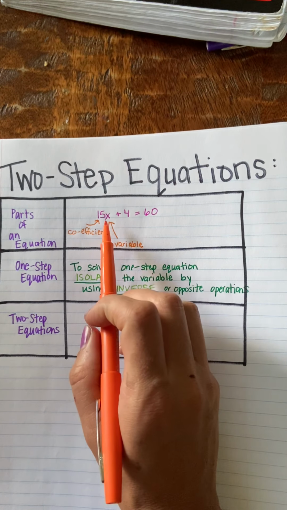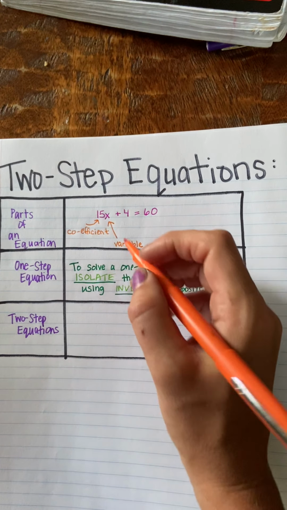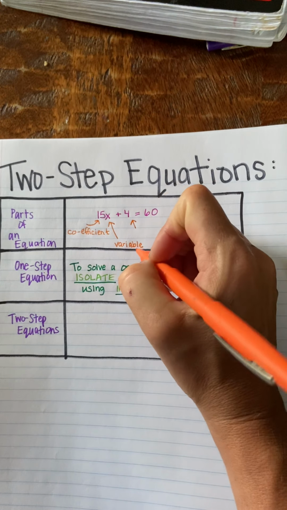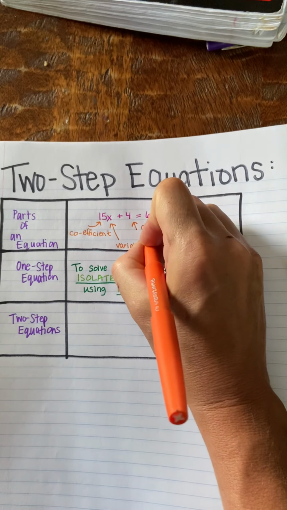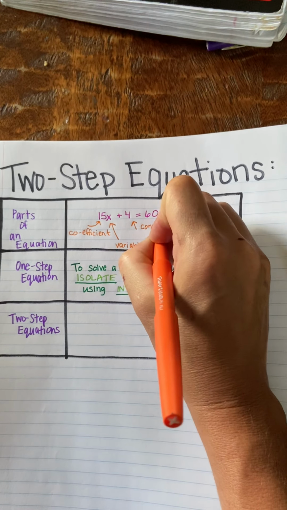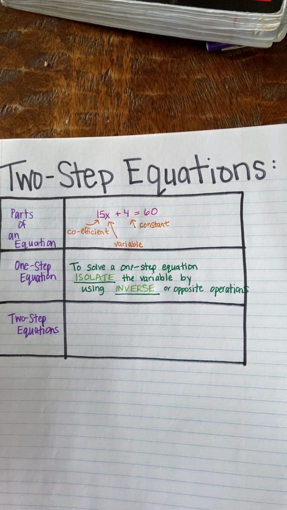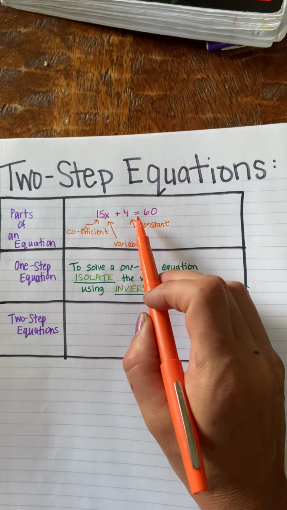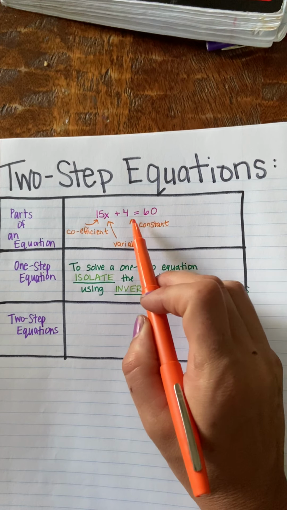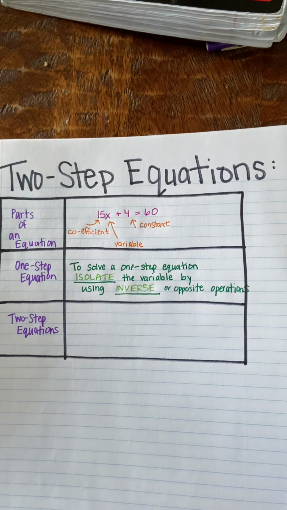A variable is the letter. And then over here, this is called our constant. And then obviously, if you remember the number on the other side of the equal sign, well, that is the answer. So we have coefficient, variable, and constant.